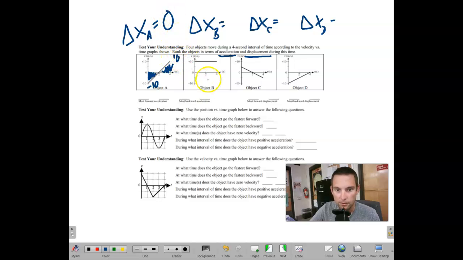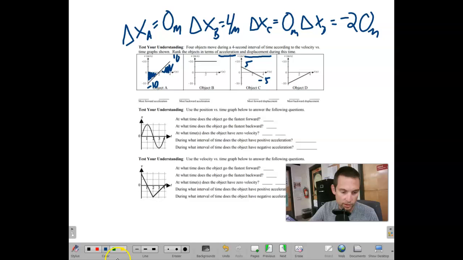My displacement is 0. My displacement here is 10 times 4 because it's all positive, so it's 40 meters. Always have your units, Mr. Scapetas. For object C, if you can look at this and see that those two are going to cancel each other out, that's great. If not, it's 1 times 5, so it's positive 5, and then 1 times negative 5 is negative 5. Add those together, and you get another 0. And then for object D, it is going to be 2 times negative 10, so negative 20 meters.